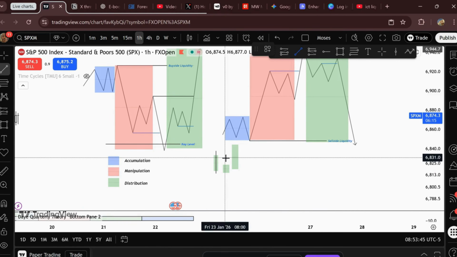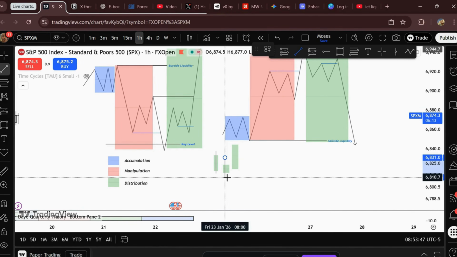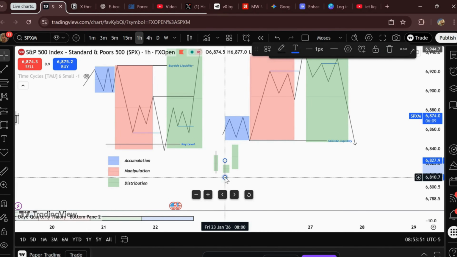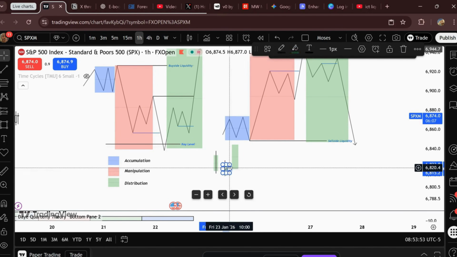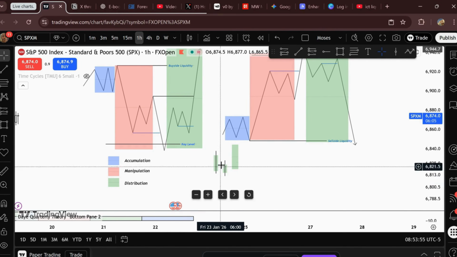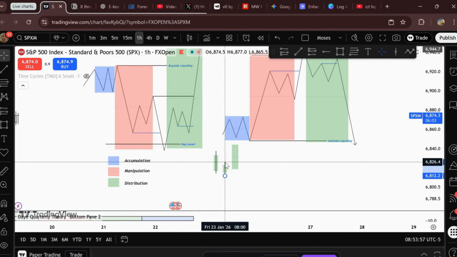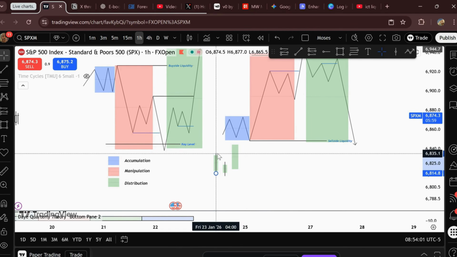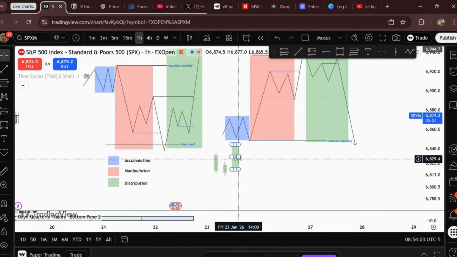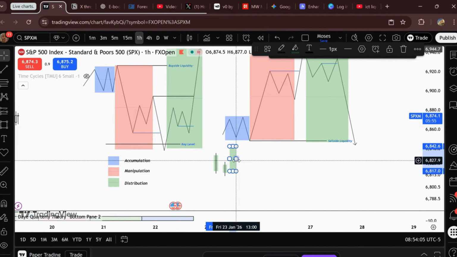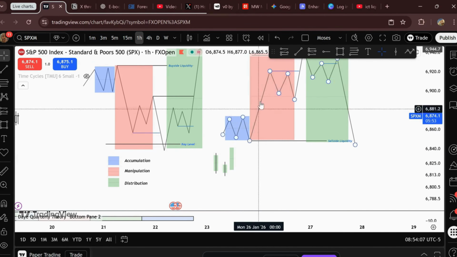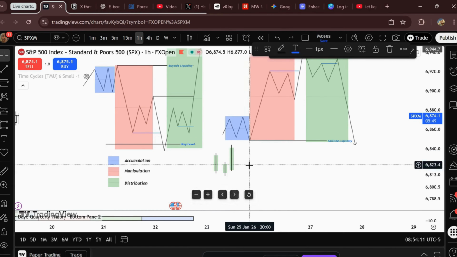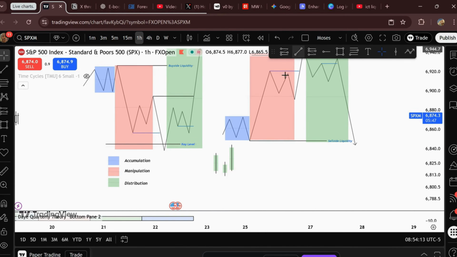So what I'm trying to explain is that this accumulation, manipulation, distribution is always a sequence in the market, and you can easily recognize this pattern using this three candlestick pattern I'm drawing out currently. Apologize, this is taking a lot of time, but I want you to understand the concept properly.